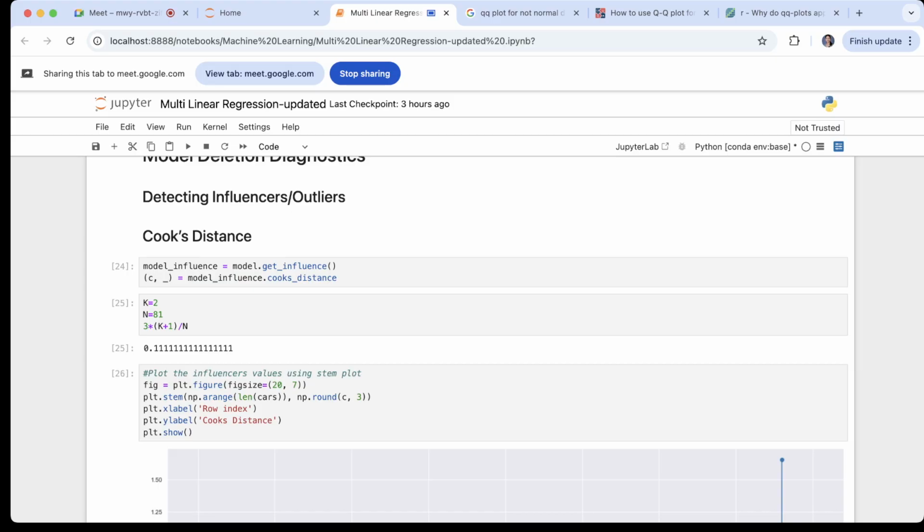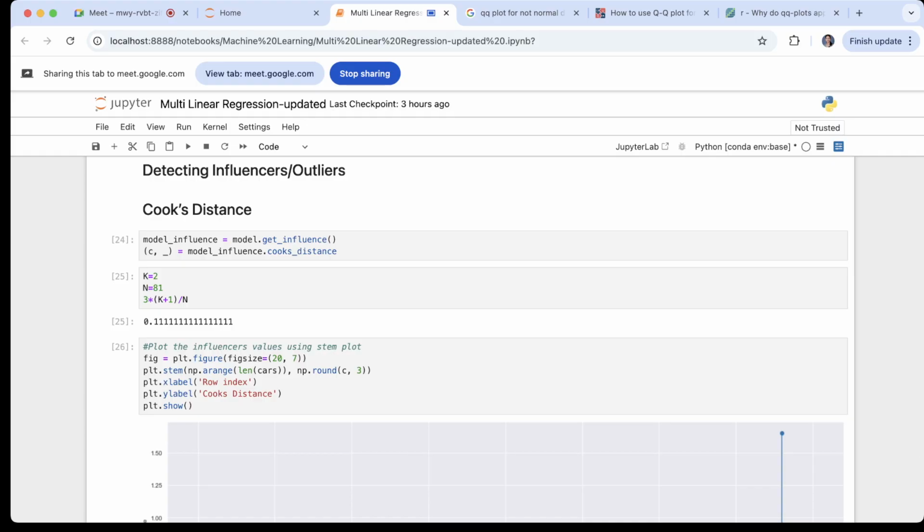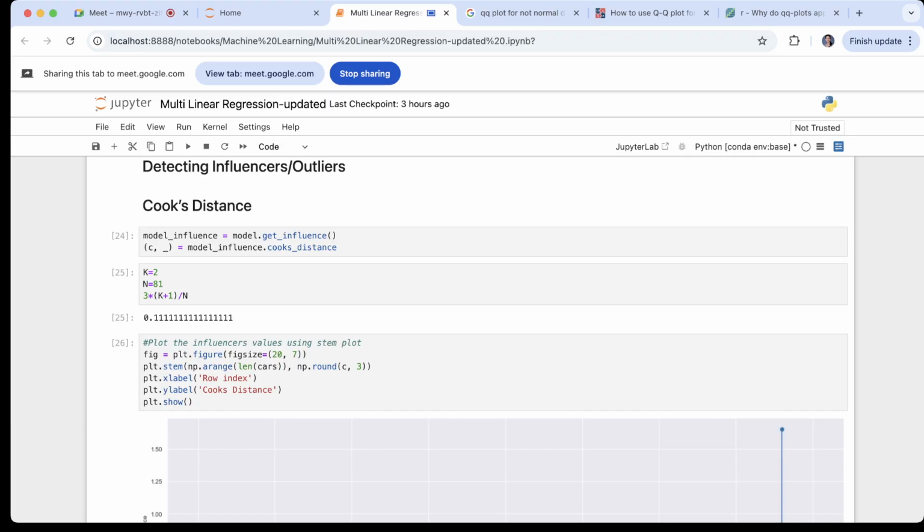We will be using this particular function, model.getInfluence, in order to calculate the distance. So this will do all the distance calculation in the backend. We don't need to do that. So we will just get this distance calculated. This will return two things: the Cook's distances and the p-value. As we don't need the p-value here, we will use the underscore. Usually, whatever data is not important for us, we use the underscore for that.